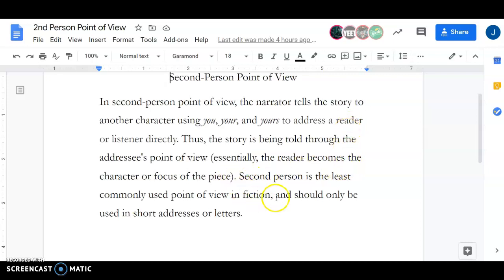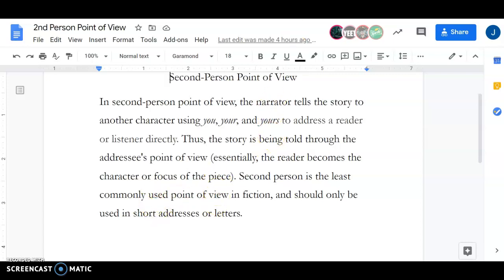It's really not common in fiction, but we use it a lot in short addresses and in letters. When you guys have kids, you will use second person a lot. When I say eat your vegetables, or don't hit your sister, that's second person all the time. It's the commanding voice. I took Spanish, so this is adding te to the end of a verb, saying cállate, like you shut up right now.